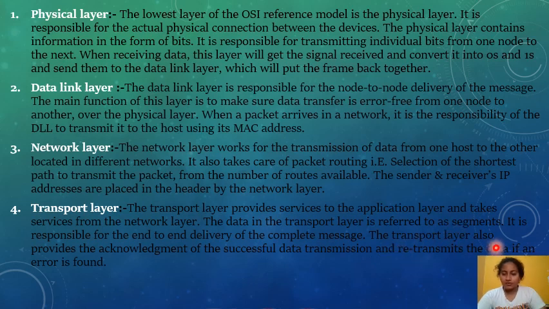The transport layer also provides the acknowledgement of the successful data transmission and retransmits the data if any error is found. So the transport layer is responsible for transmitting the data in a successful way. If any error occurred in the application layer or any other layer during the flow, the data will be returned back to the transport layer, the error will be debugged, and then it will continue with the same process here.